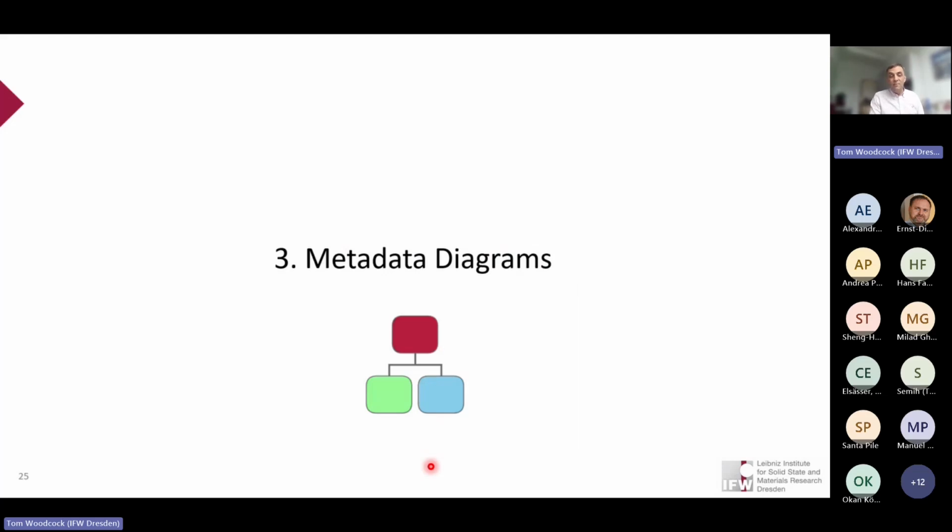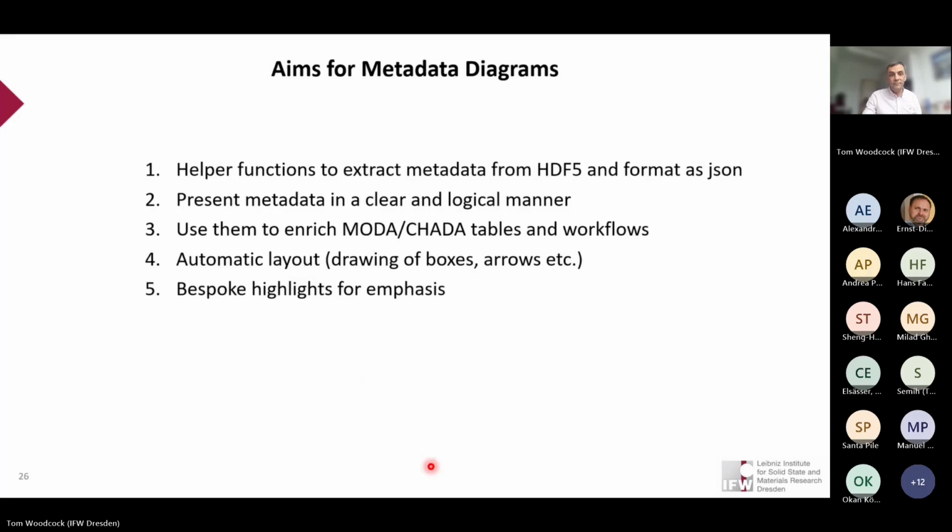Third topic that I want to talk about is metadata diagrams. Now, as I mentioned before, when we have data repositories, we might have a very large file, for example, an HDF5 file, which contains a lot of data, and there's a lot of metadata hidden in there sometimes under different nodes. And sometimes when you start to look at a repository, it's not always obvious where the metadata is or how to get to it. And these metadata diagrams might be one way of presenting this kind of information more accessibly and in a very clear way.